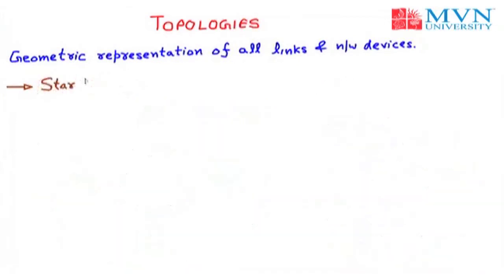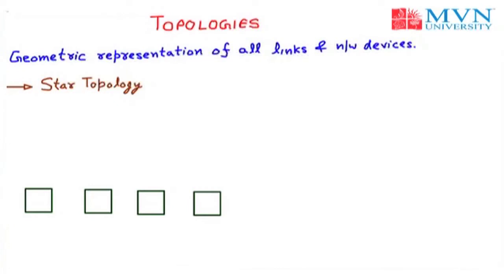Next we have the star topology. If we have multiple systems or workstations connected to a single point, in the form of a star, it's called star topology. To understand the star topology, let's take the example of four systems. I am naming them S1, S2, S3 and S4. S stands for system.